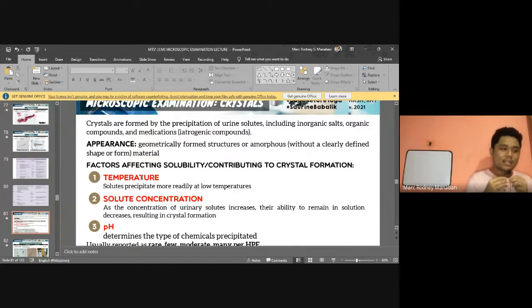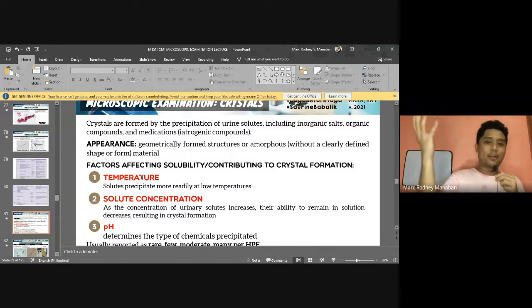Number one is, of course, temperature. In low temperatures, especially cold temperatures, your solutes will precipitate and become crystals. That is why, in a normal patient's urine, your crystals will be seen after refrigeration, because this low temperature can facilitate the precipitation of these crystals out of the solution. Number two, solute concentration. If they are really increased in number, remember in your general chemistry and organic chemistry, if your solution has too many solutes, the solution becomes supersaturated. And this supersaturation will manifest as precipitation out of the solution.